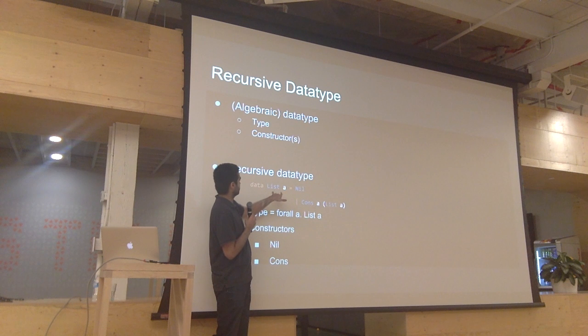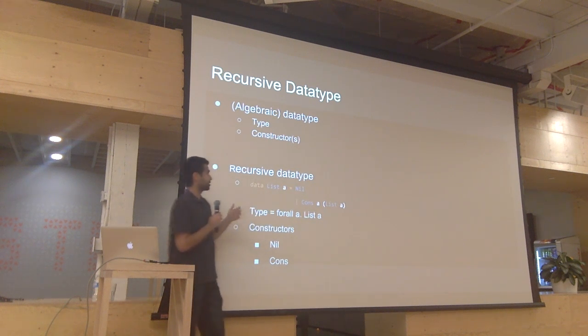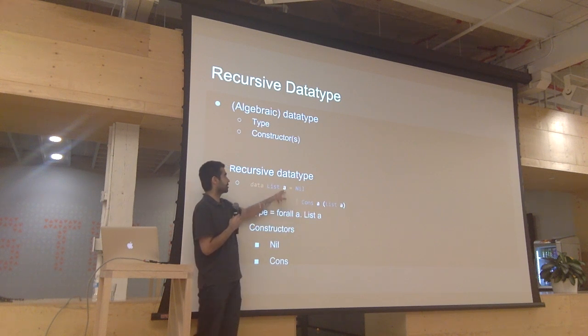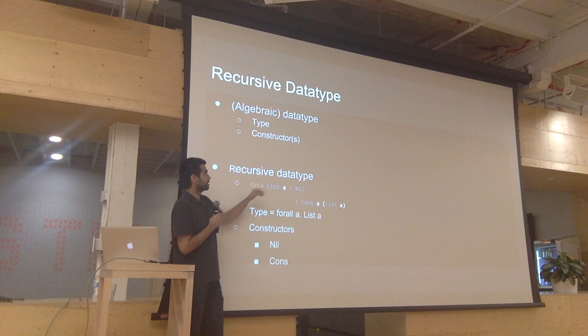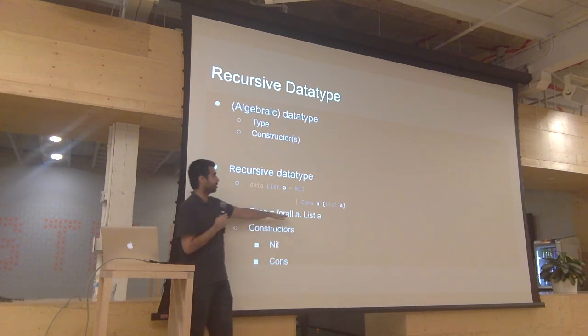So, butchered English there, but data List A, this is the data type. The data type is for all A, List A. Haskell provides a succinct syntax. You don't need to specify for all A, you can if you want, but it introduces variables as you go. So the type is not just any concrete type, it's essentially a family of types. You can have a list of integers, a list of strings, a list of humans, a list of whatever, right? For all types A.